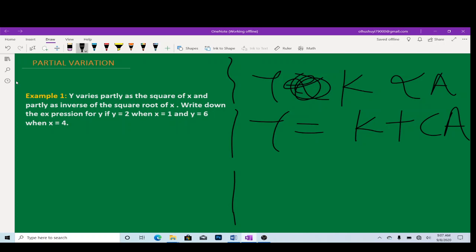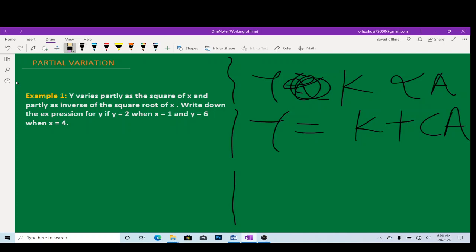Let's go down to our example. I actually wish we had two or more examples, but I don't want the videos to be lengthy so that you don't get bored while learning. So I believe with this you can understand the concept of partial variation and solve problems relating to it.